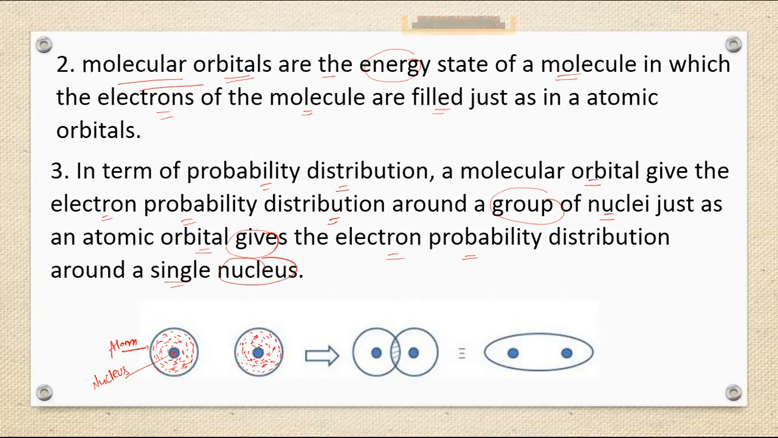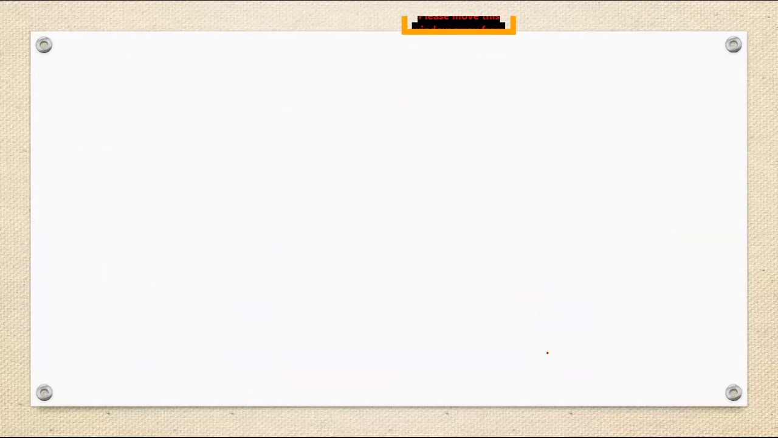When these atomic orbitals are combined, they will overlap. When they overlap, they form molecular orbitals. When these molecular orbitals are formed, the electron probability distribution is now present around both of the nuclei, as you can observe on the screen.